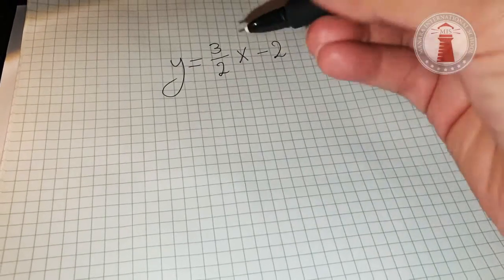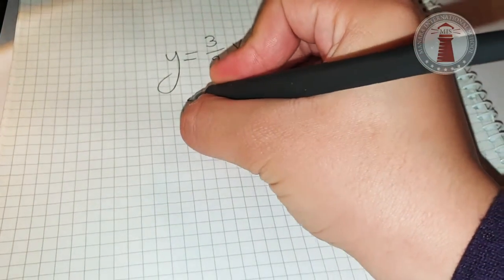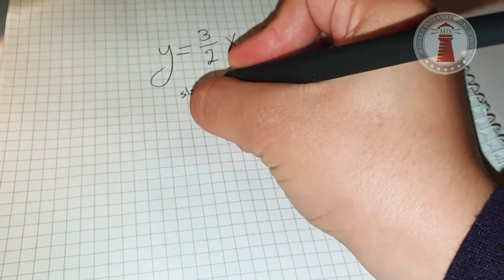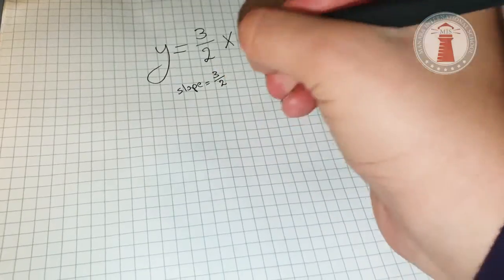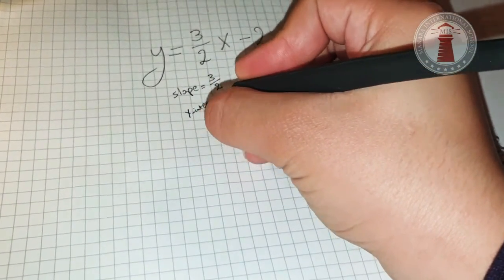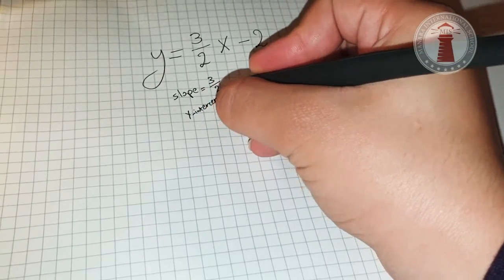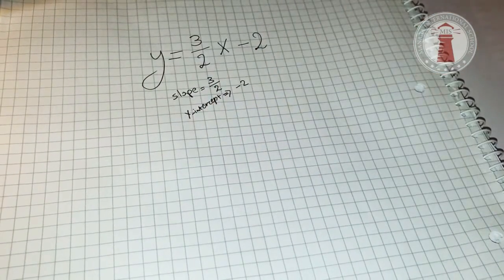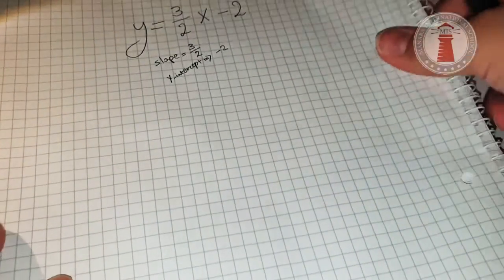Okay, now first let's just write this down. The slope is 3 over 2, where the y-intercept is negative 2. Okay, now let's graph this.